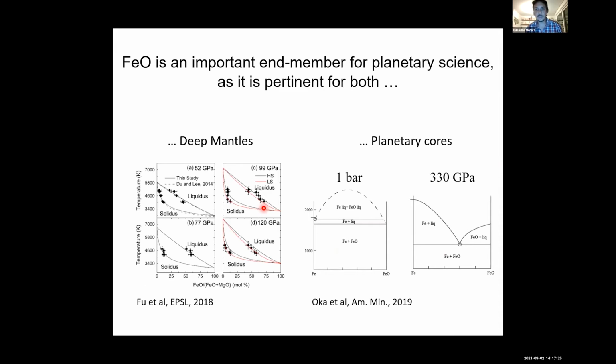I don't think I need to convince you that FeO is important. What is really nice when you study FeO is that it's an end member for planetary science, but it's also pertinent for the deep mantle, for MgFeO and for periclase as an end member, but also for the core. You can study part of the core and part of the mantle at the same time, because you have very interesting features going on in the binary FeO, as well as features going on in the mantle correlated with FeO.